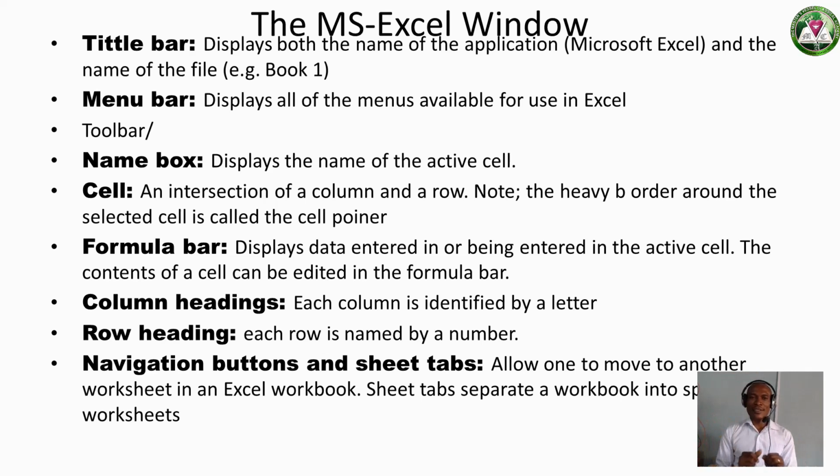Cell is another thing you see. A cell is an intersection of a column and a row. And I told you that when you open the Microsoft Excel window, you discover that the first cell there will be highlighted with a heavy border around the cell. And that is called the cell pointer. The cell pointer.